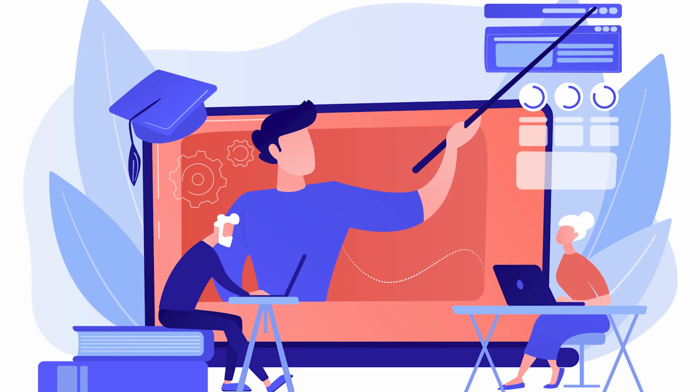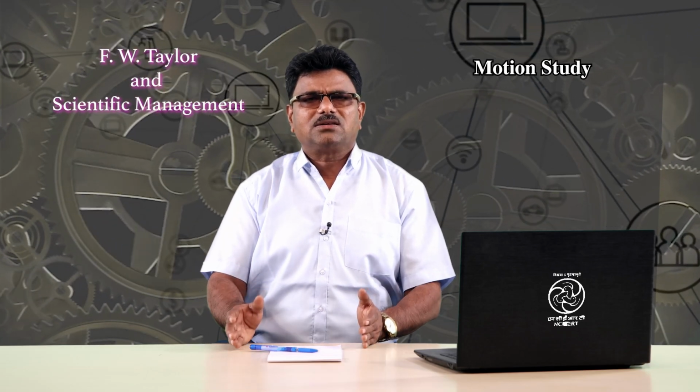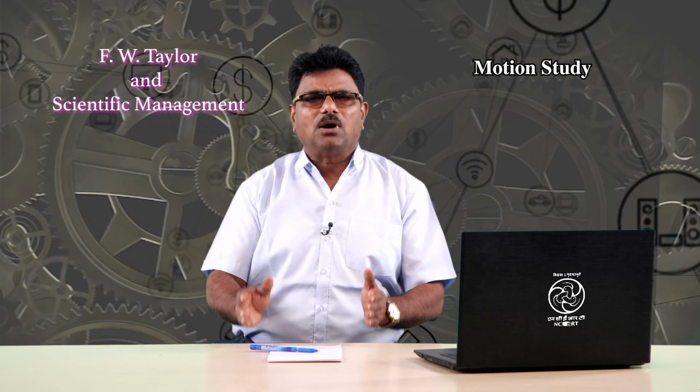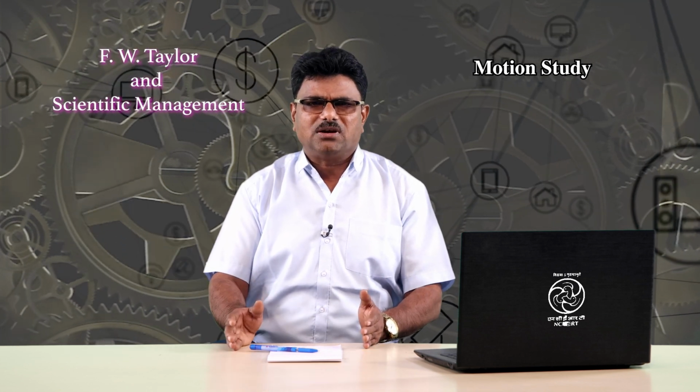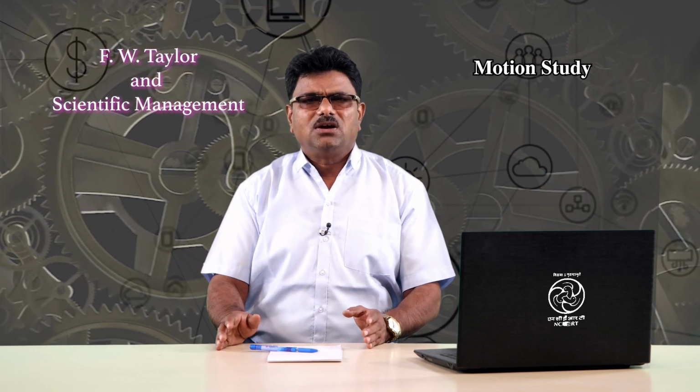Unnecessary movements are sought to be eliminated so that it takes less time to complete the job efficiently. Taylor used stopwatches and various symbols and colors to identify different motions.